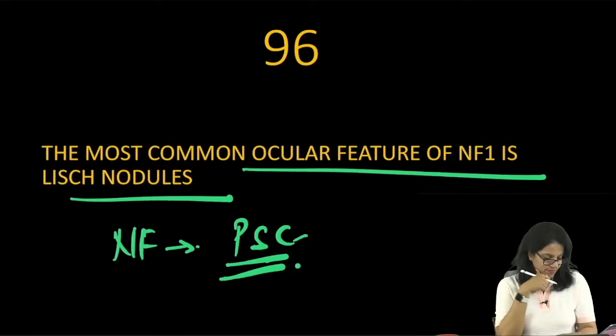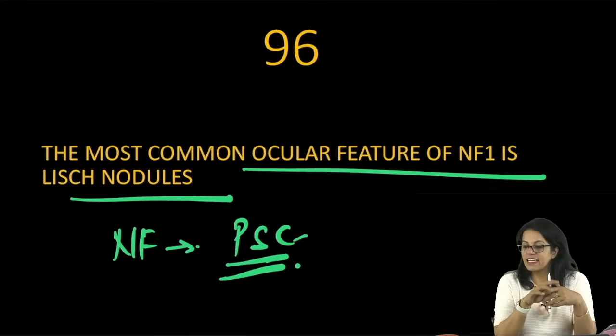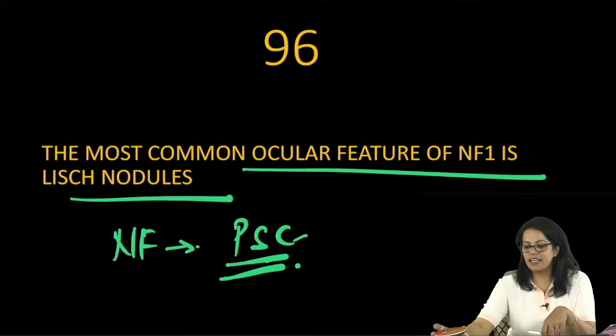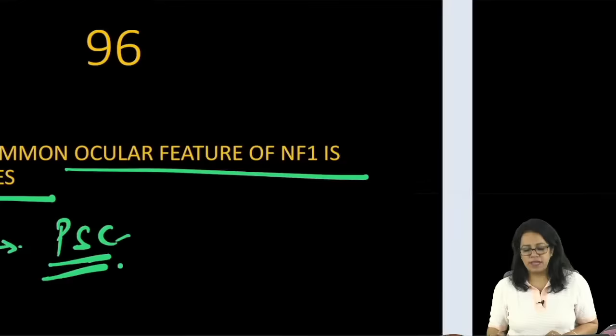Yes, very good. I will also add this point, Dark Knight, that sympathetic ophthalmitis is a granulomatous panuveitis. Okay, it's a granulomatous panuveitis. What are the other features of NF1 that you have to know?